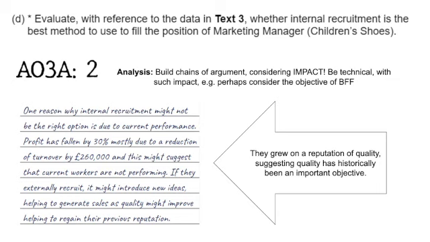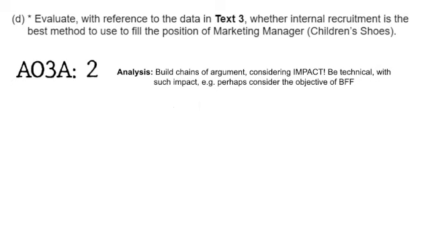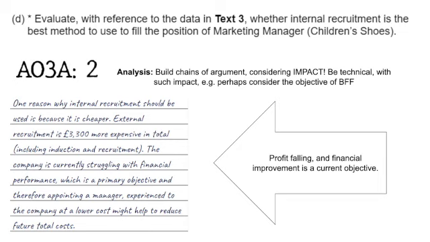I've got AO1B because I've started to think about my understanding of what the alternative is with external recruitment. I've got my AO2 because I've been looking at profit falling by 30% and turnover by 260,000, so I've used the data. So at the moment, if I've had my definition, I've shown my understanding, I've used the data, I should be on 4 marks so far. So now what I need to do is I need to bring in my counter argument or my balance. So what I've got here is one reason why internal recruitment should be used is because it's cheaper.